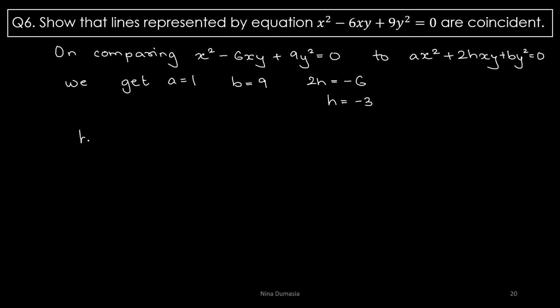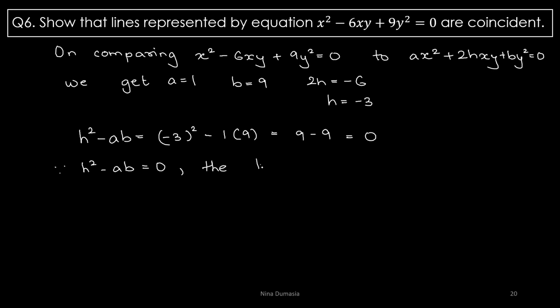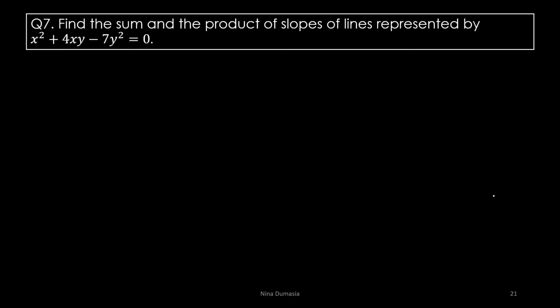Fine. Now when we find h square minus ab, we get that this is minus 3 the whole square minus 1 into 9, which is equal to 9 minus 9, which is equal to 0. Therefore, since h square minus ab is equal to 0, the lines represented by x square minus 6xy plus 9y square is equal to 0 are coincident. Let's do the next question now.